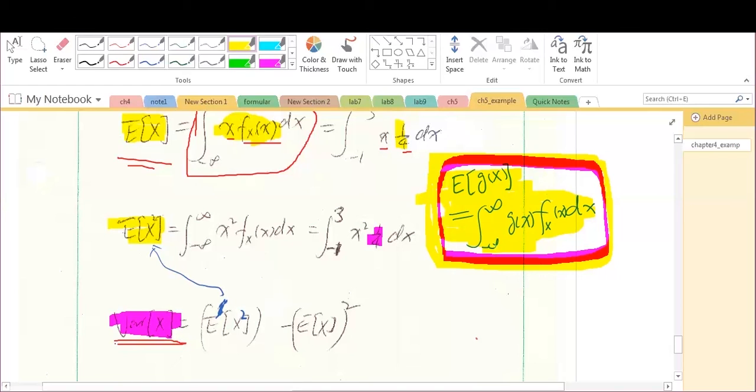What is this equal to? We do the integral from minus infinity to infinity of the function multiplied by the PDF function. For the expectation of x squared, we take x squared as the function g here, and then f(x), and you do the integral. So again, it goes from -1 to 3. The value is a quarter times x squared. This integral is easy to evaluate.